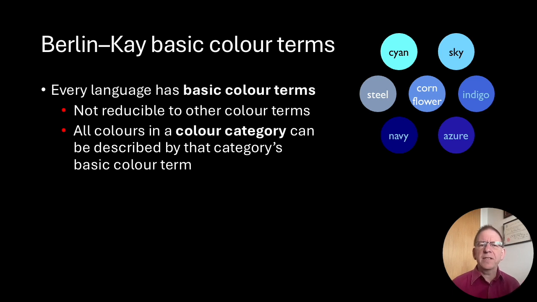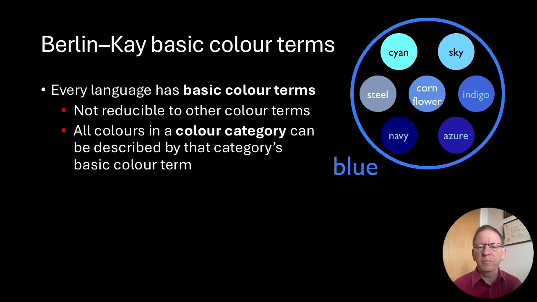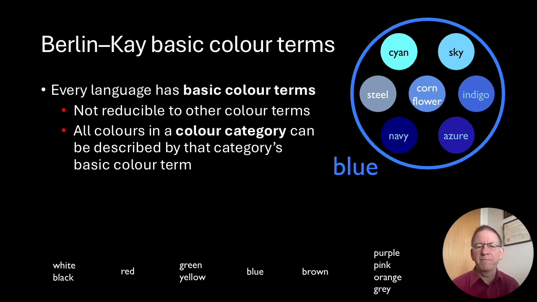Berlin and Kay's theory starts from the assumption that every language has basic colour terms that are not reducible to other colour terms. So there may be many words within a single colour category, but there is one or maybe 2 overarching words that describe that category. For example, all of these words for blue are encompassed by the one category, blue. That's the word you teach your children when teaching them about colour. English has 11 basic colour categories: white, black, red, green, yellow, blue, brown, purple, pink, orange and grey.